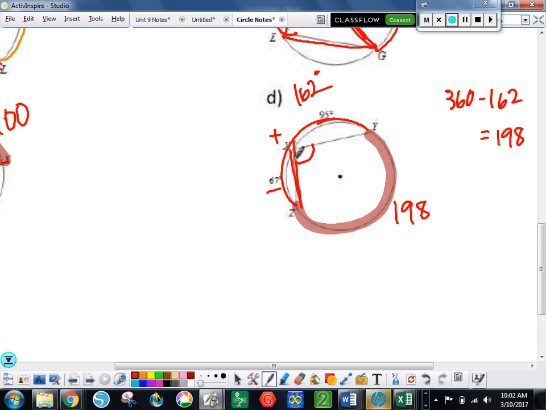Now this angle opens up to that arc. Is the angle half as big as the arc, or is it equal to the arc? Is this a central angle, or is it an inscribed angle? It's inscribed, so it's half, right? We're going to take this, divide it by 2. We get what? 99 degrees. Done. Questions on that one?